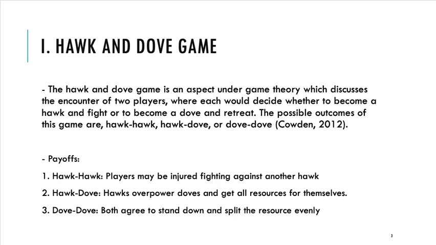The possible outcomes of this game are: number 1, when both players choose hawk. This is where players may be injured when they fight against another hawk. Number 2, when one chooses hawk and the other chooses dove. In this case, the hawk would overpower the dove and get all the resource for themselves. Or number 3, dove-dove, when both stand down and share the resources evenly.